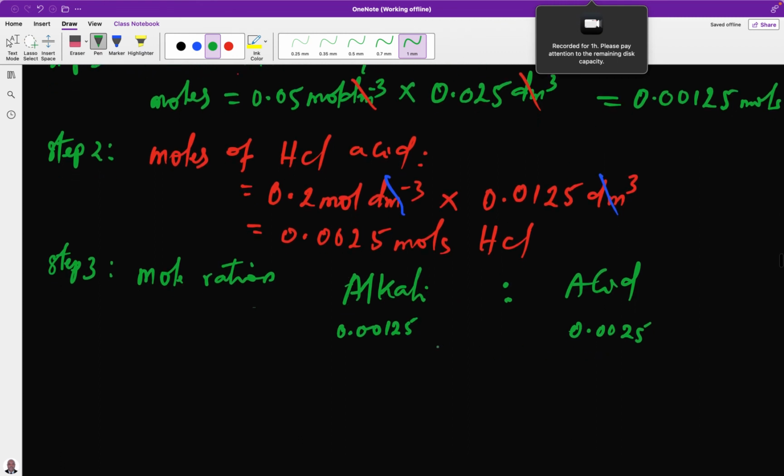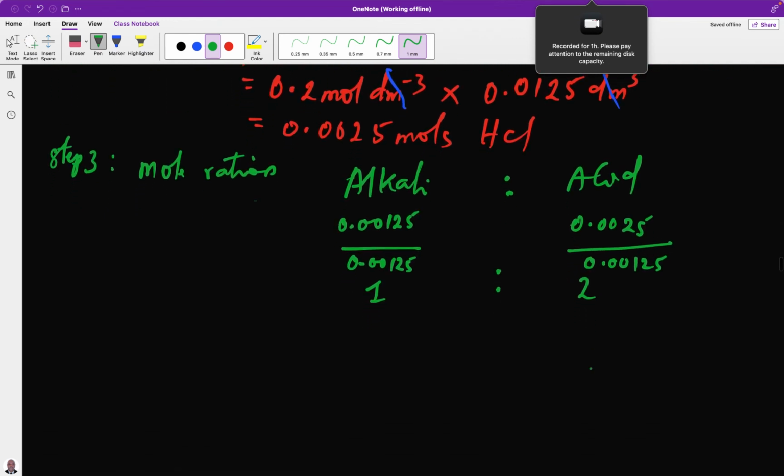The smaller one between the two here is this one. Divide by the smaller one, 0.00125 divided by 0.00125. And now we will have 1 is to 2. So the acid is 2, and the alkali is 1.